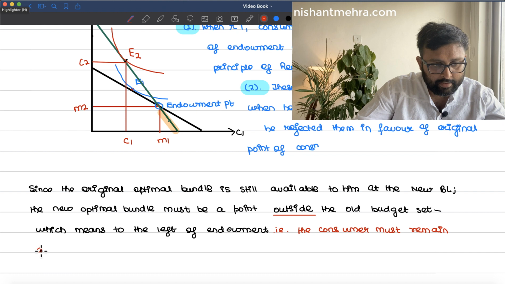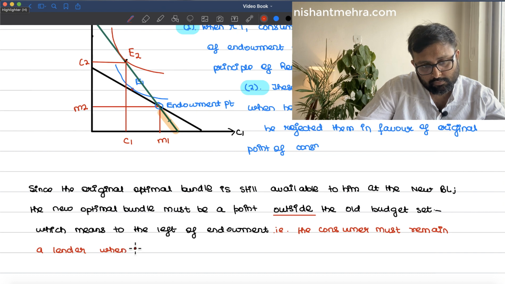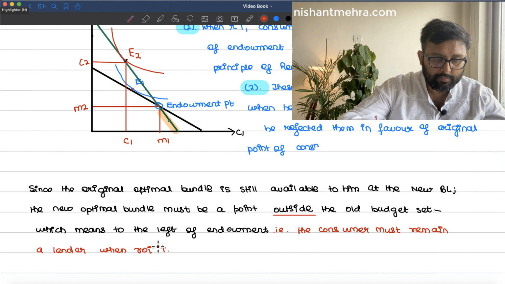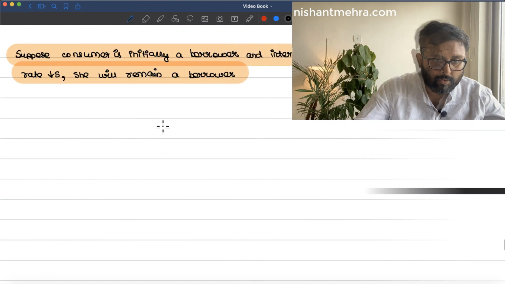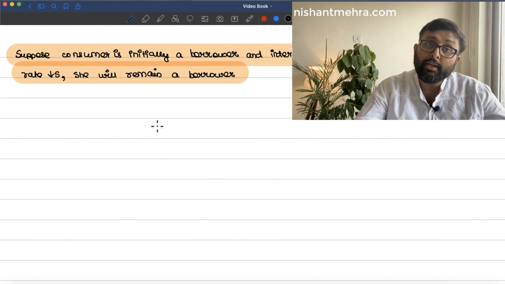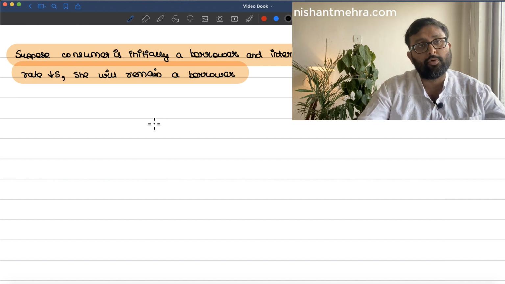Must remain a lender when the rate of interest increases, right? Now we'll show the case when the consumer was initially a borrower and the rate of interest has declined. He will still remain a borrower.